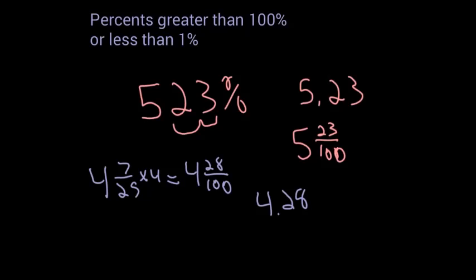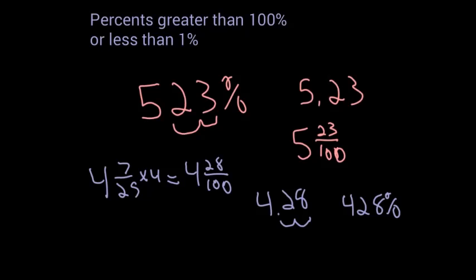And one more step, we can simplify, oh wait, we don't need to do that. We need to make the decimal into a percent. So, in order to make 4 and 28 hundredths into a percent, we're going to move that decimal 2 times to the left, or to the right. So we get 428%.